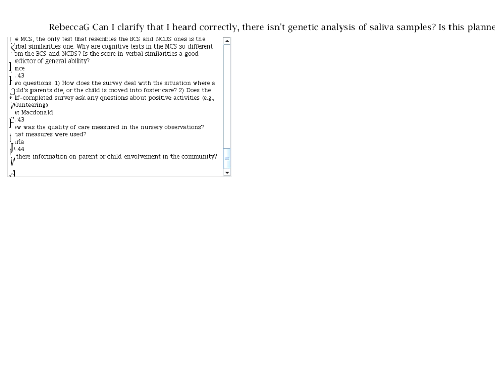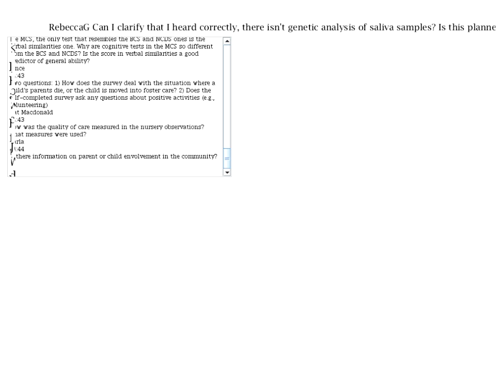There are two questions. How does the survey deal with the situation where a child's parents die or the child is moved into foster care? We follow the young person, we follow the cohort member. So wherever the cohort member is resident at the time of the survey is where we survey them, and whoever they are living with in terms of the responsible adults are treated as the main respondents and the parents.